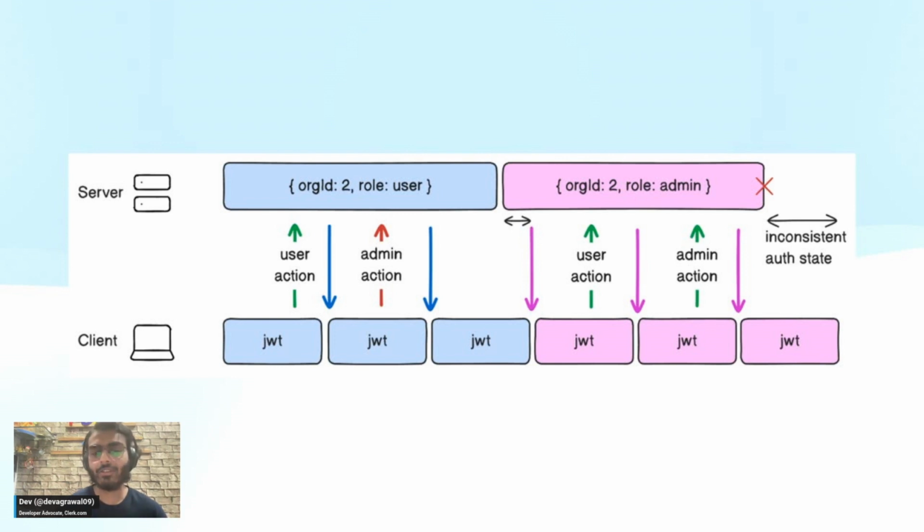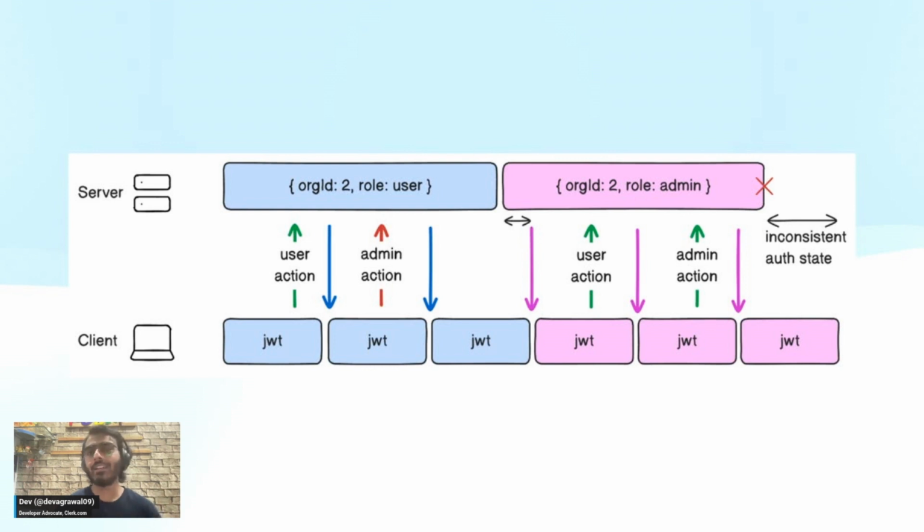The 60 seconds, or whatever time limit you choose, is really the maximum. More often than not, it's going to be much smaller than that, and we're going to look at some other examples in a bit. But if for your use case 60 seconds is too long, you can make the short-lived tokens just 20 or 30 seconds. So you're going to be refreshing your tokens more frequently, but you're going to have shorter inconsistent auth states.